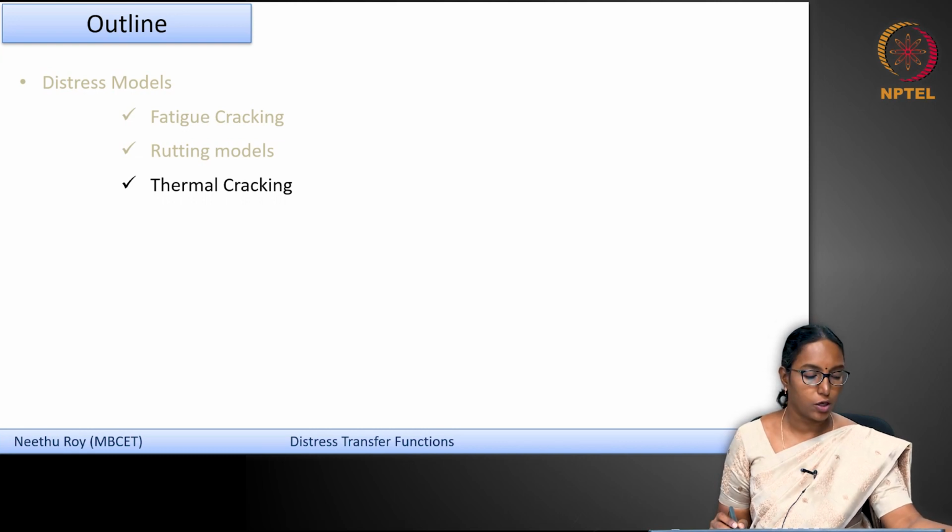Now let's move on to the third mode of failure, or the third type of distress transfer function that is normally used in many of the design approaches, though this is not used in the IRC approach.